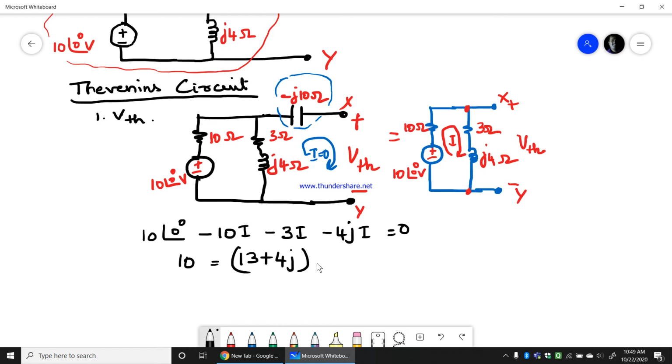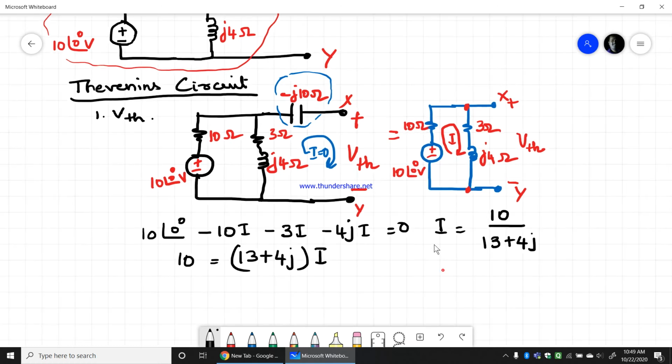13 plus 4j into I. Minus 10 minus 3 is minus 13 minus 4j. If it comes to the right hand side, it becomes 13 plus 4j into I. Therefore I would be equal to 10 divided by 13 plus 4j.